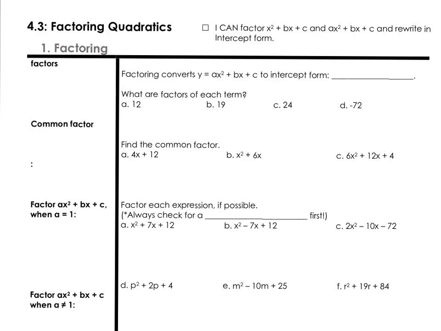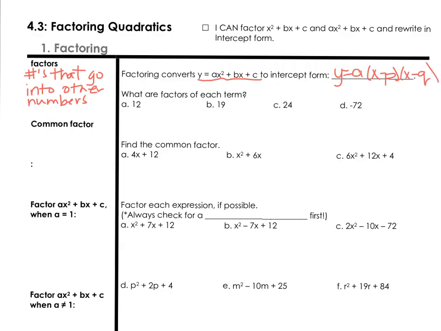So factors are just numbers that go into other numbers. And factoring is what will help us convert from standard form to intercept form. And if you recall, intercept form is the 2 parenthesis rule. Down below, before we actually get into the quadratic part of it, it says what are the factors of each term? And one thing to note with this is we're going to want to include positive and negative options.